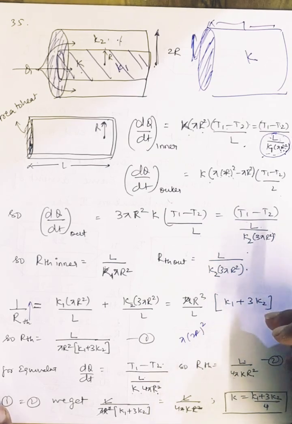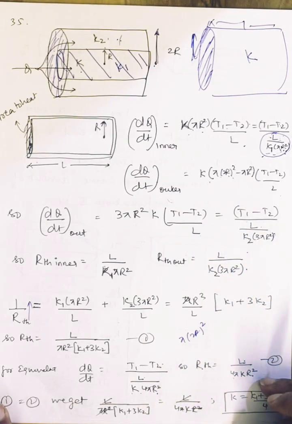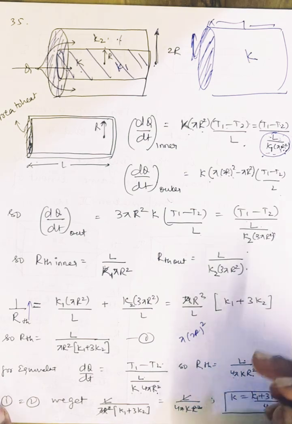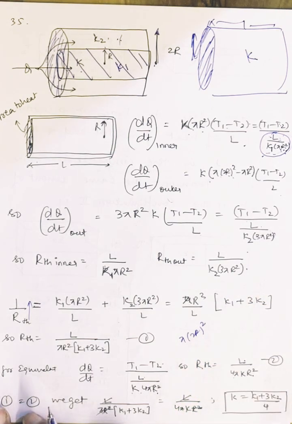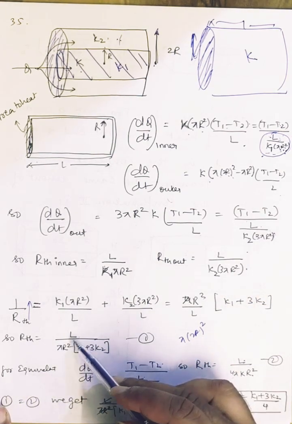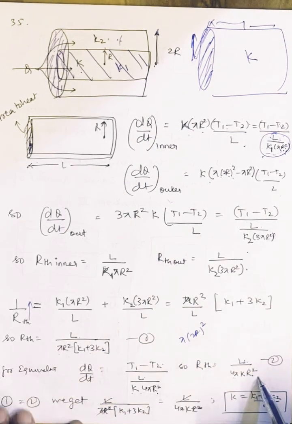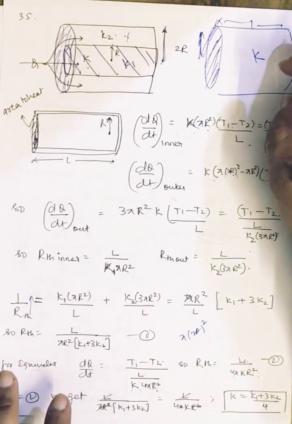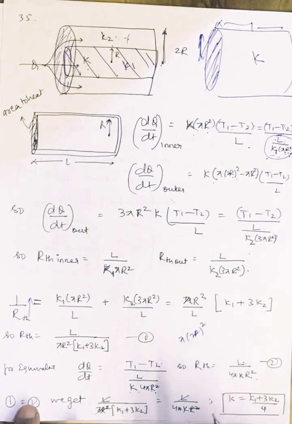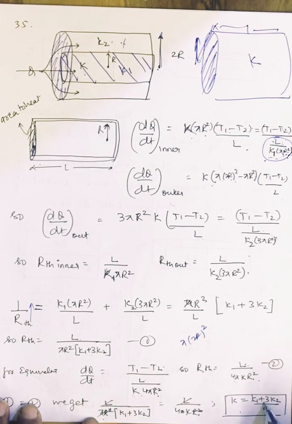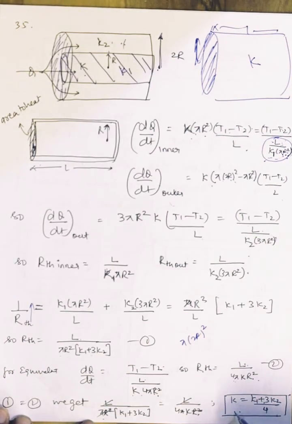Now we have two formulas. One is this for thermal resistances. And since I have to find out the equivalent thermal conductivity, these two should be equal. So when I put 1 equal to 2, what do I get? One is L upon pi r square K1 plus 3K2 and the other one is L upon 4 pi K r square. A little bit of calculation is there in the question, but I think you have understood. When I equate the two, what do I get? L upon pi r square gets cancelled. So K is equal to K1 plus 3K2 divided by 4. That is the correct answer.